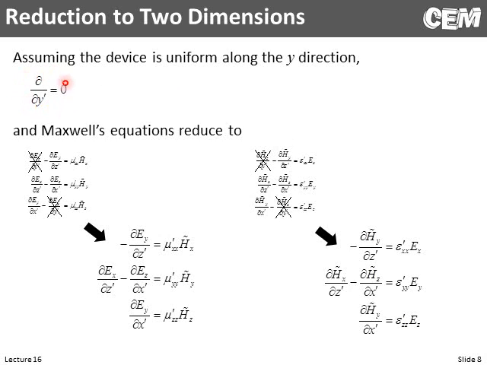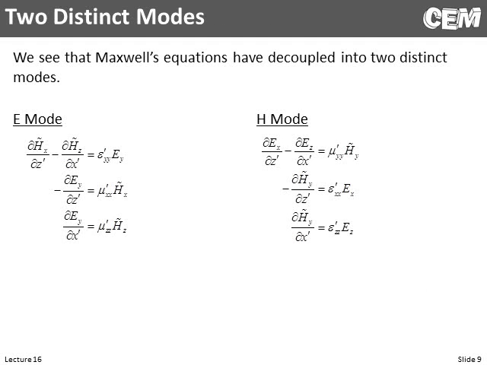So if we set all the y derivatives equal to 0 in our previous set of 6 Maxwell's equations, we get this set of Maxwell's equations. And as you might expect if you've been listening to previous lectures, when we set one of our spatial derivatives to 0, Maxwell's equations decouple into two distinct modes. One we'll call the E mode, and one we'll call the H mode.